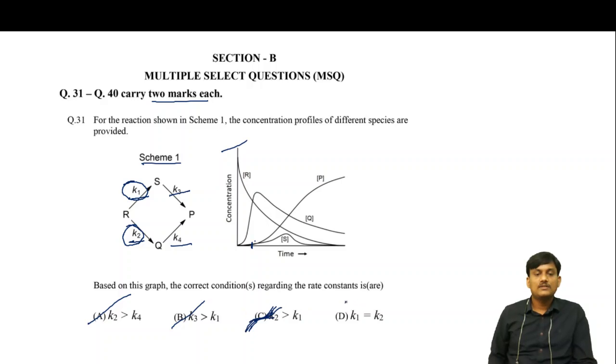So this one, K1 is not equal to K2, since the concentrations of Q and S are not the same. So what are the correct options? A, B and C are the correct options.